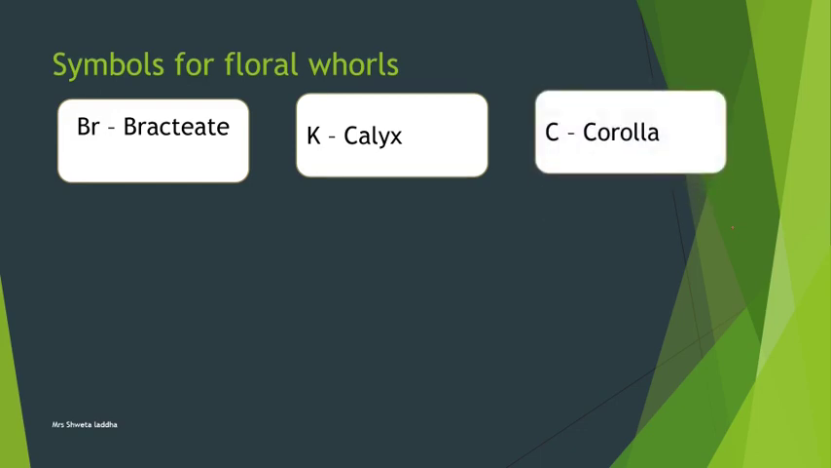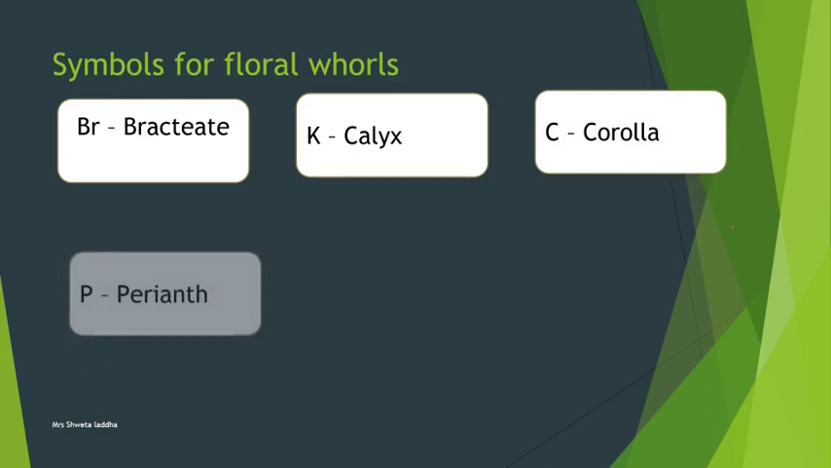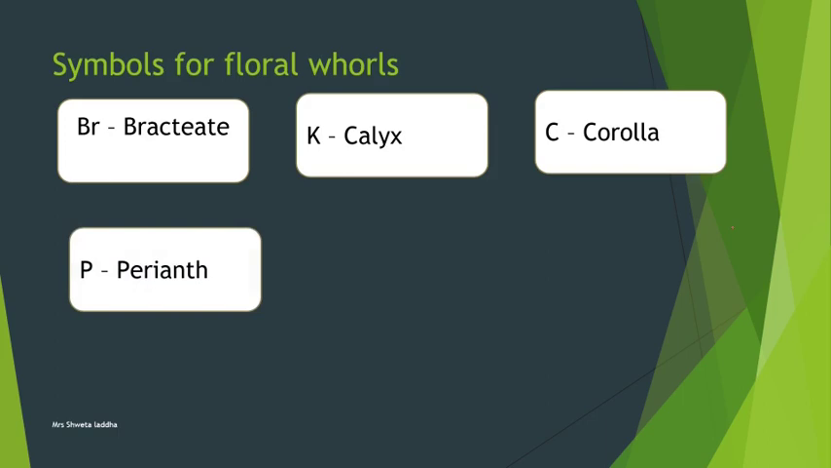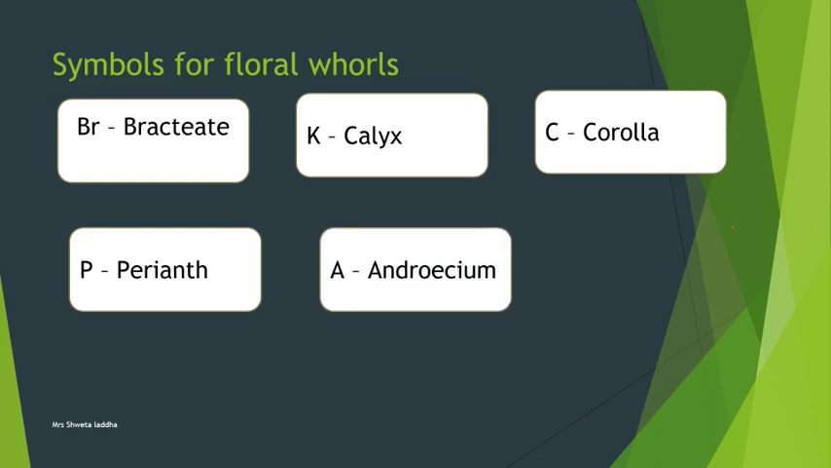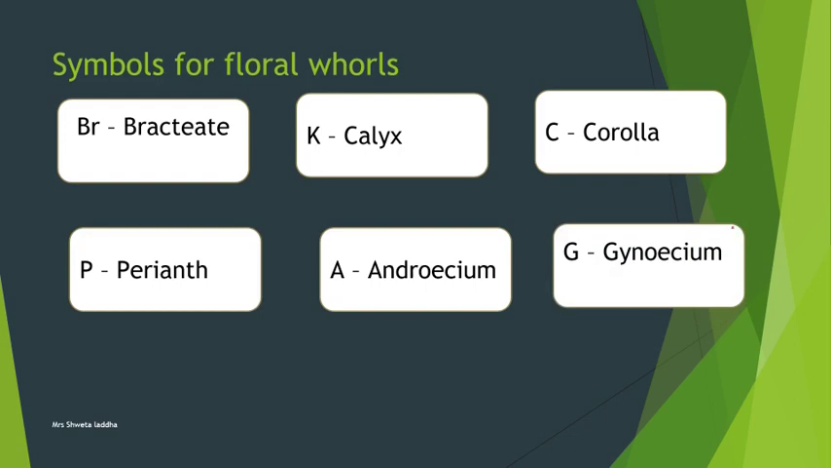To represent corolla, we use capital C. Members of corolla, petals. To represent perianth, what is a perianth? Found in certain monocots where there is no differentiation between calyx and corolla, both are fused. We use the alphabet capital P to represent perianth, and we know the members of perianth are called tepals. To represent the male reproductive whorl androecium, we use capital A, and to represent the female reproductive whorl gynoecium, we use capital G. So just have a brief look. Bracteate BR, calyx K, corolla C, perianth P, androecium capital A, gynoecium capital G.